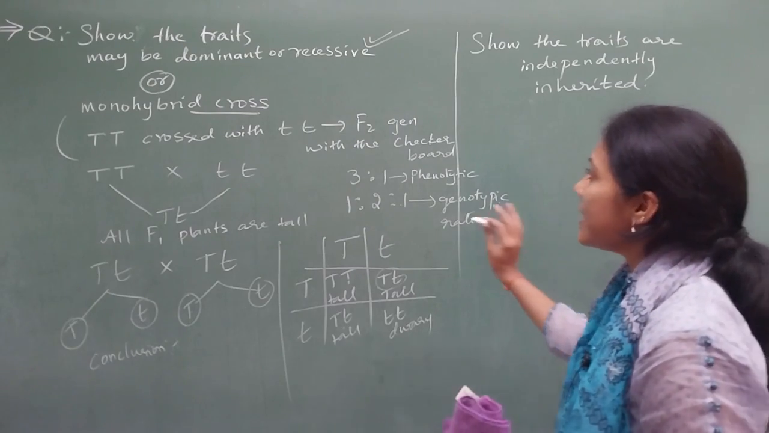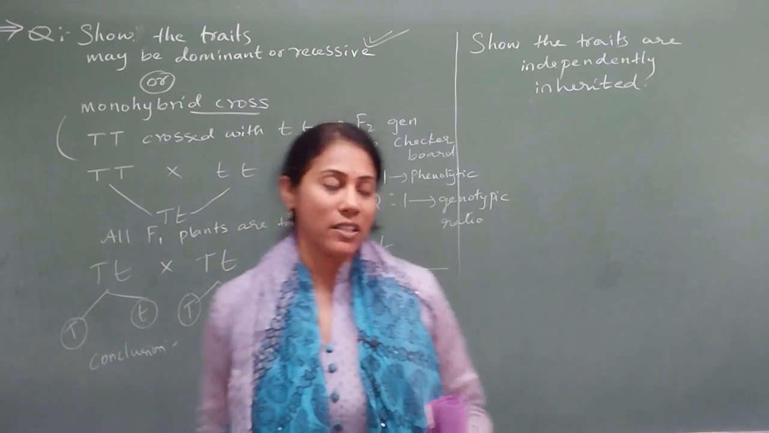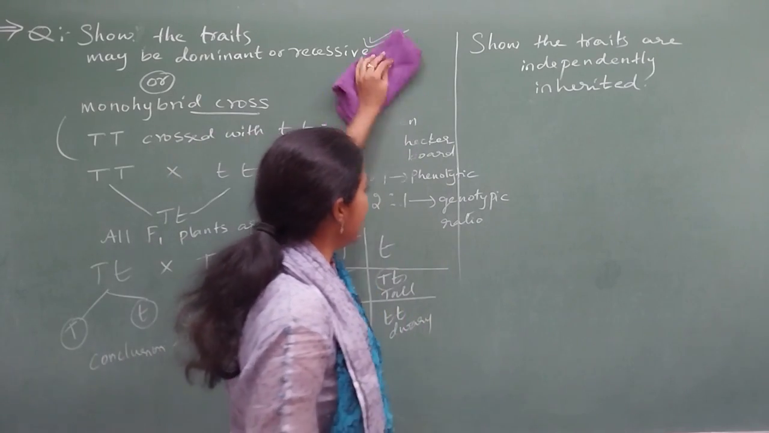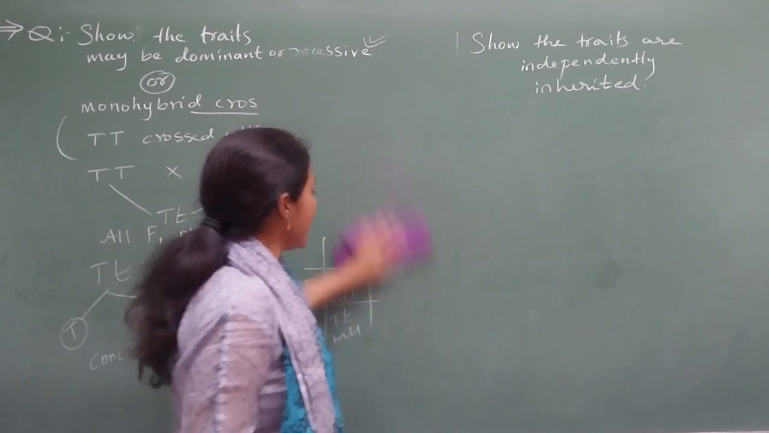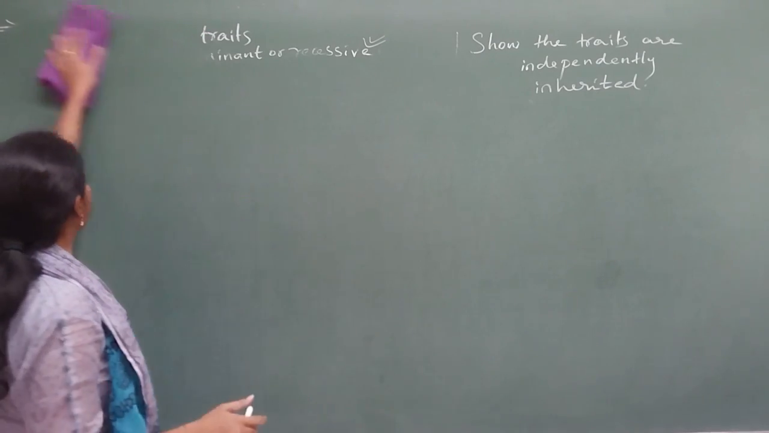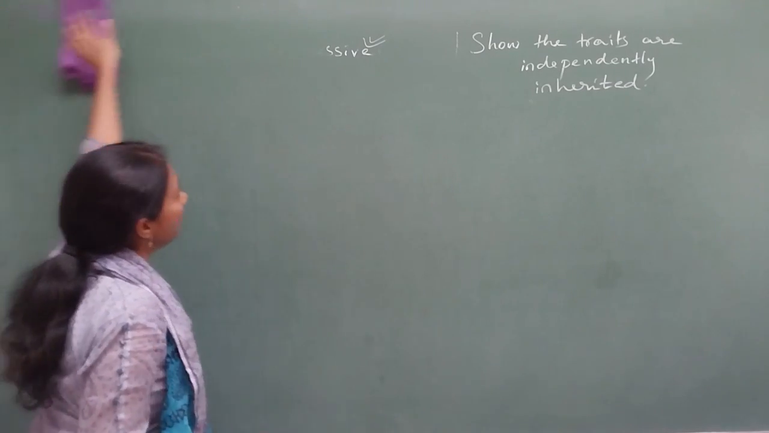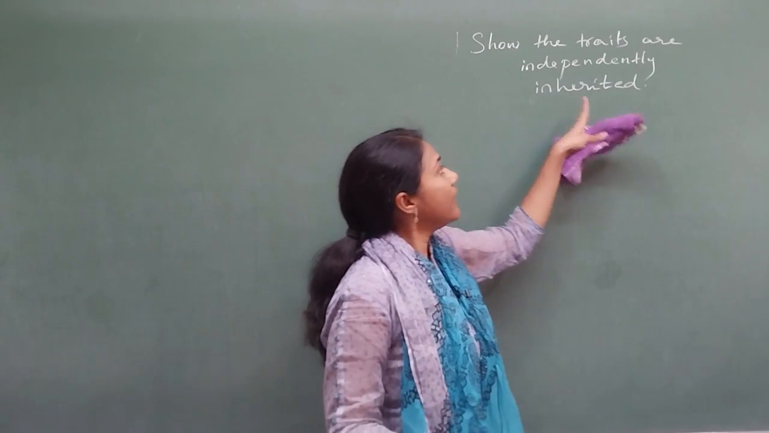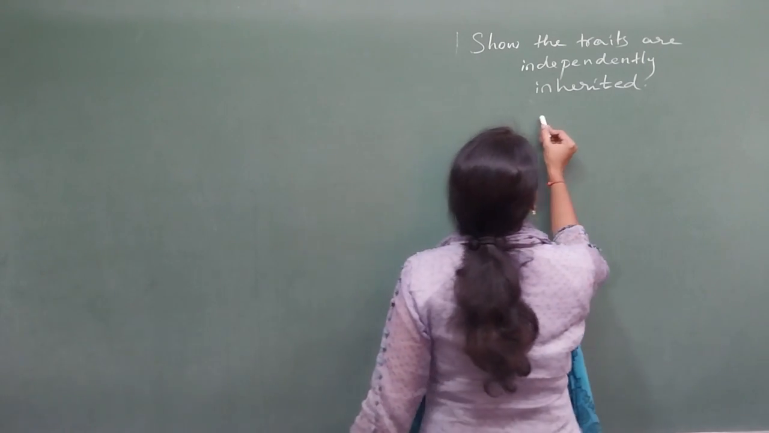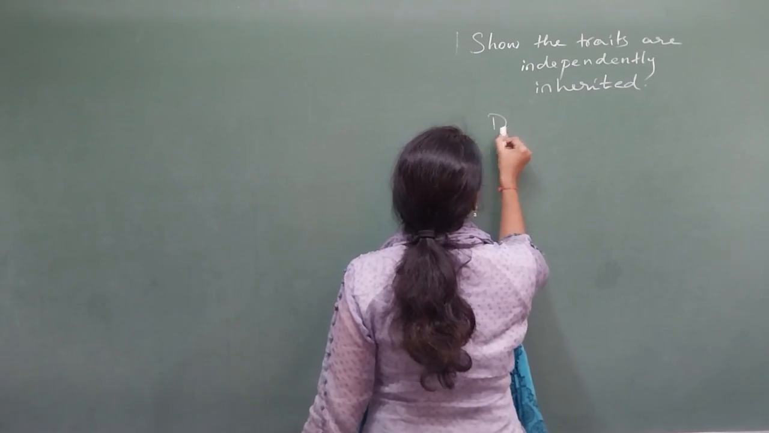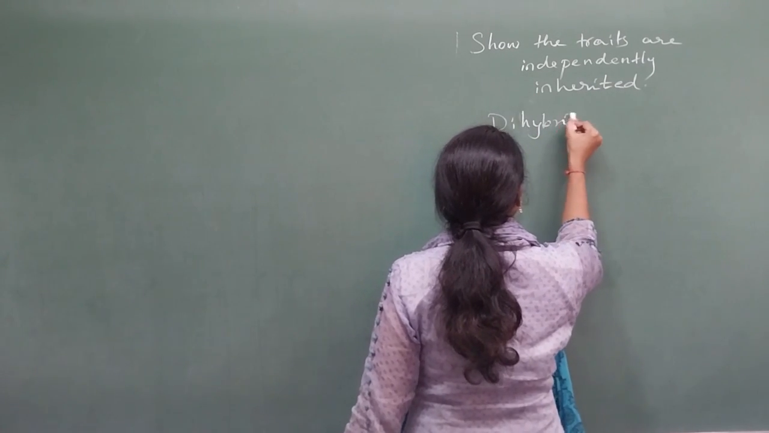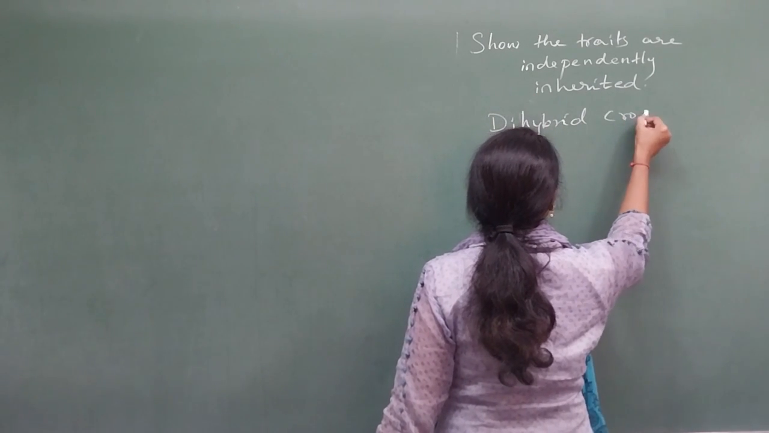Okay, so this is all about monohybrid cross. And now look at this question. So I'll erase this. This question is very frequently and commonly asked for SSLC board actually. Show the traits are independently inherited. That means you have to explain dihybrid cross here.